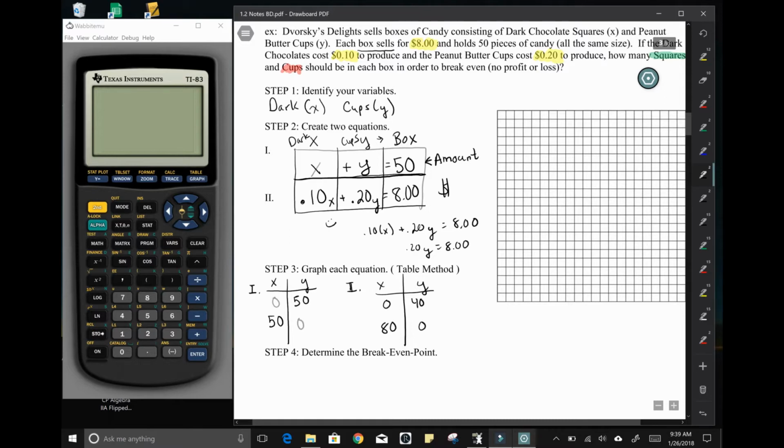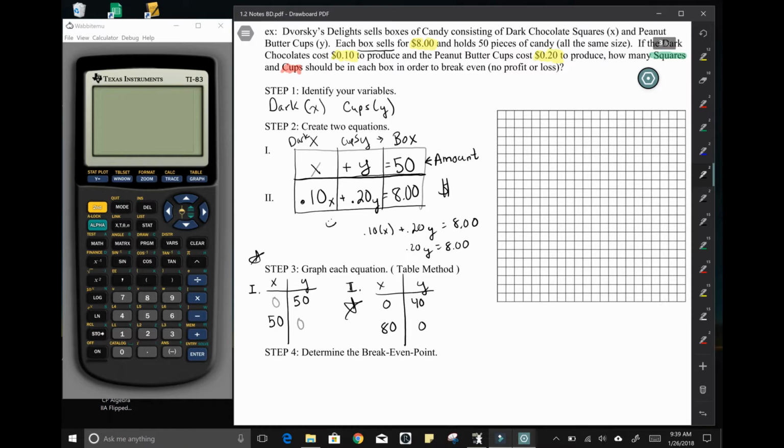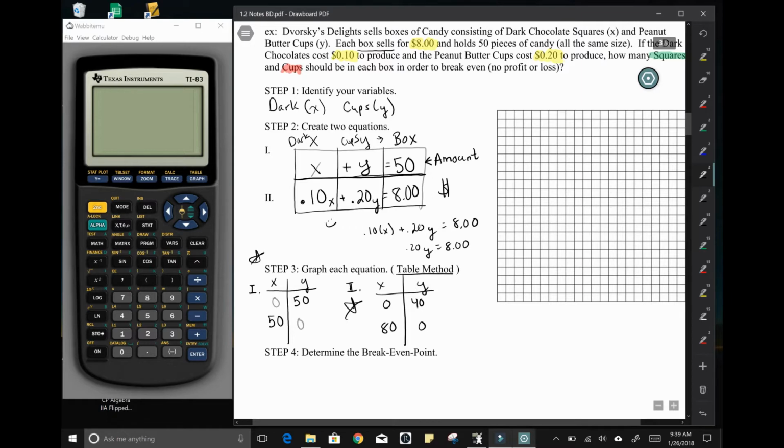I'm going through this quickly because these skills should be pretty fresh, and how to find those, okay? If you are not sure where any of that's coming from, you need to look back through your notes, ask for help. Graphing, table method. And keep these steps in mind when you're doing these problems. Step 1, step 2, step 3.